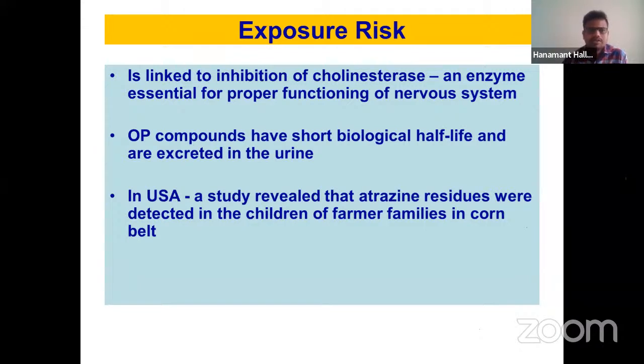Then in USA, a study revealed that atrazine residues were detected in the children of farmer families in the corn belt. So in corn, they are indiscriminately using herbicides because of the herbicide resistant corn varieties. So in that area, they found the atrazine residue in the children of the farmers because of that secondary intake.